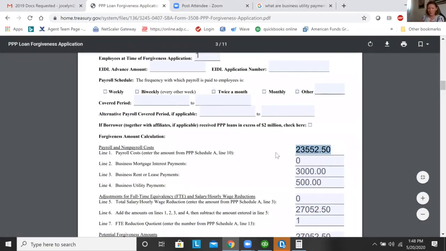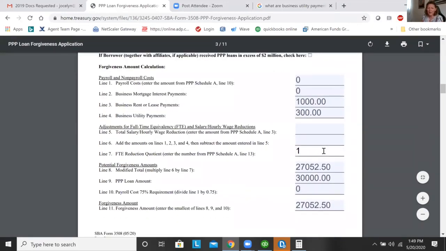So it'll be the day you receive your money plus 56 days. And let's say you don't have payroll costs. You actually don't have any of these. So you don't have to necessarily go on PPP Schedule A line 10 because you don't have any payroll. You are self-employed. You get a draw. I'll show you where to put that later. You have no mortgage interest payments. You do rent out an office space, let's say for $500 a month. You have $1,000 rent at that point. Business utility payments, you have $300. You do not have a reduction in salary wages, most likely, because you don't have salaries.